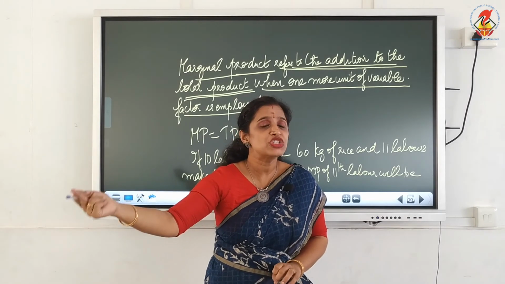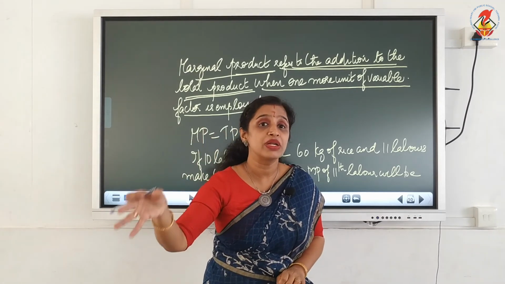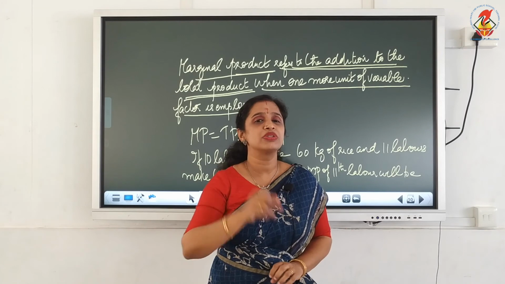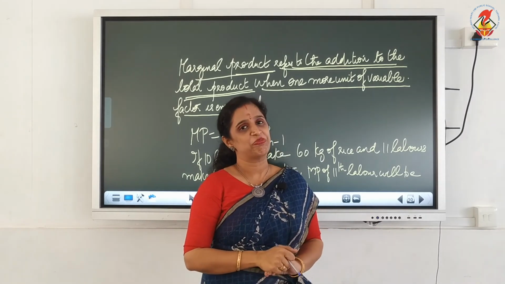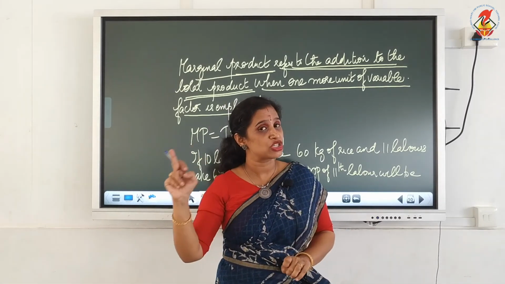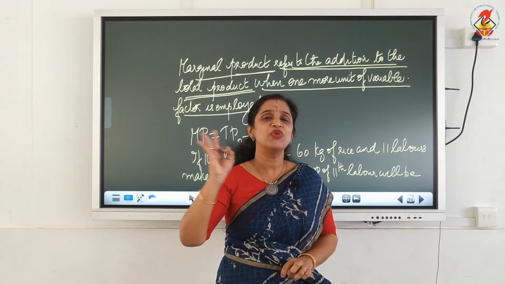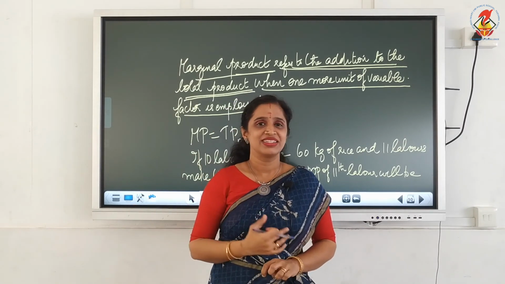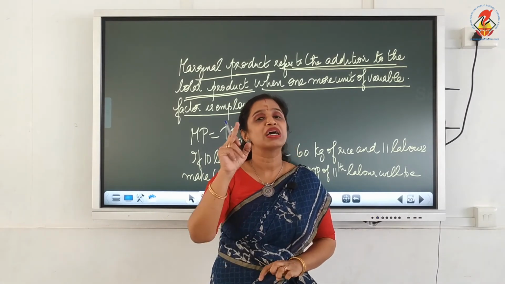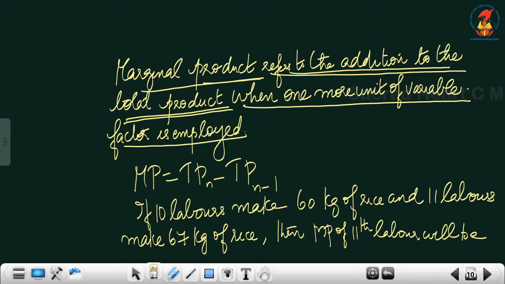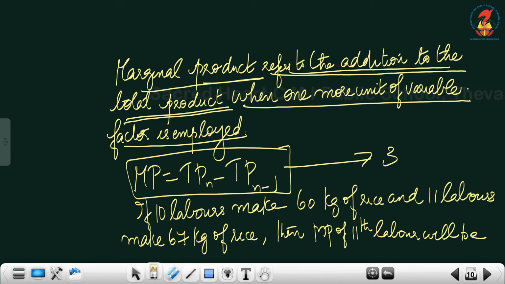What will happen to the total product when one more labor is added? That concept is known as marginal product. So an example for marginal product is given here. The formula for marginal product is also given here. This is equation number 3.